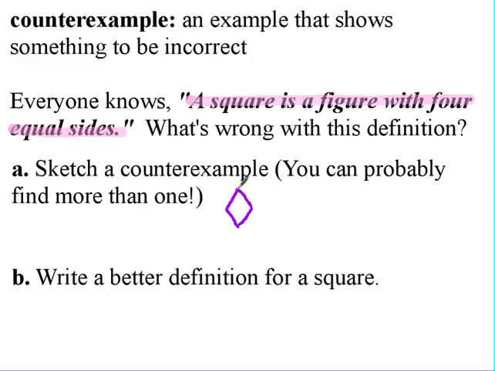A figure with 4 equal sides and right angles. Okay. So a figure with 4 equal sides and 4 right angles, that would work. The interesting thing is, what I could say is a square has 4 equal sides and 4 equal angles, and that's something that eventually we'll learn as well. But that would be a better definition.